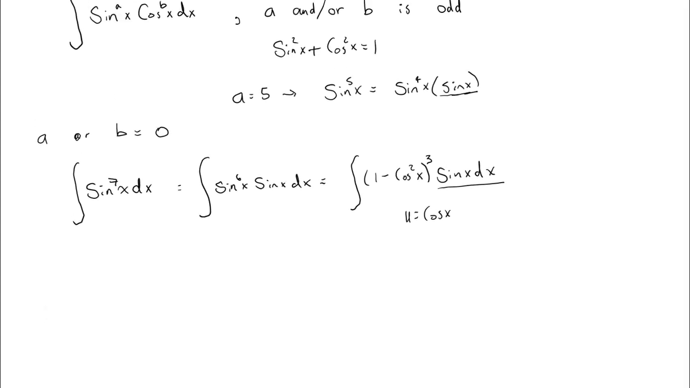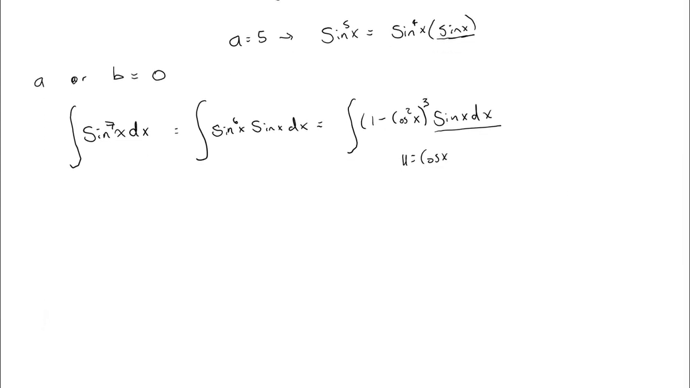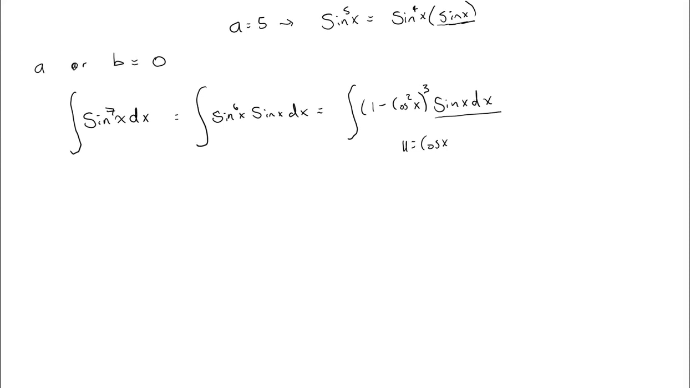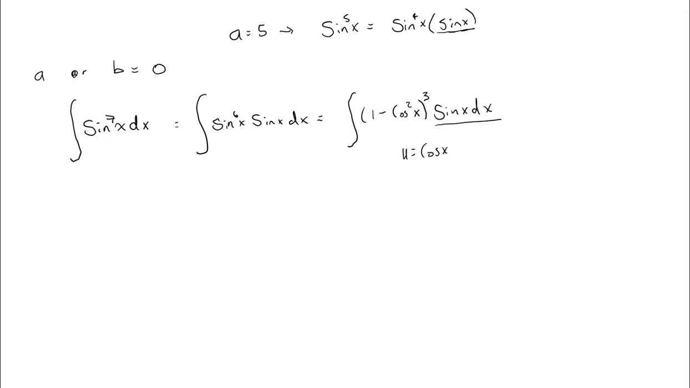And the only difference is that we wouldn't have an extra power of cosine outside of this that we would then plug u in for and multiply. In fact, it would be a much easier example. So that's it. That's the technique for when either a and/or b is an odd number.